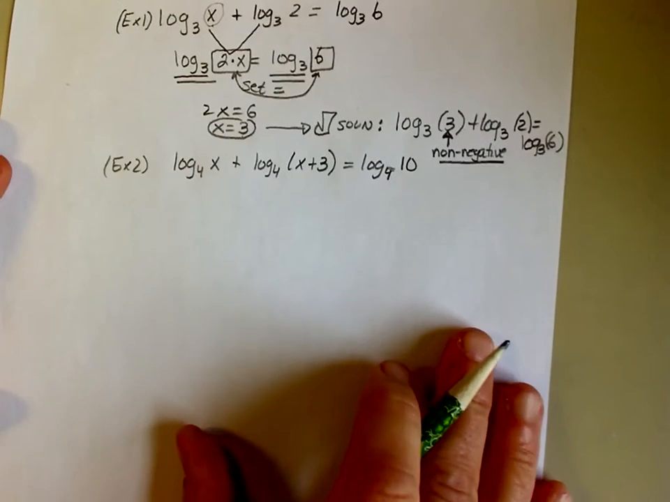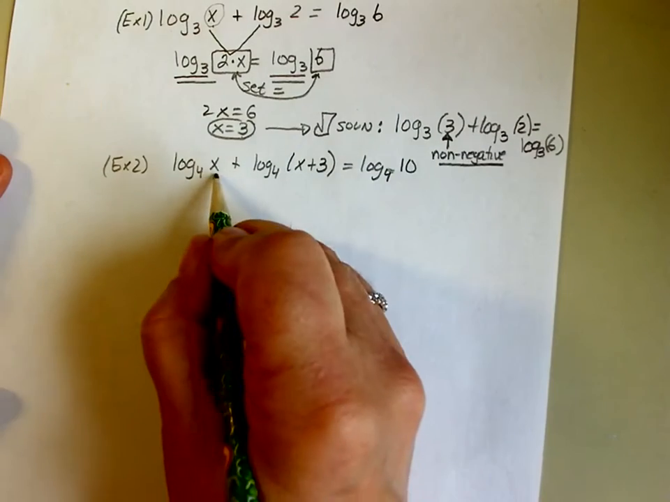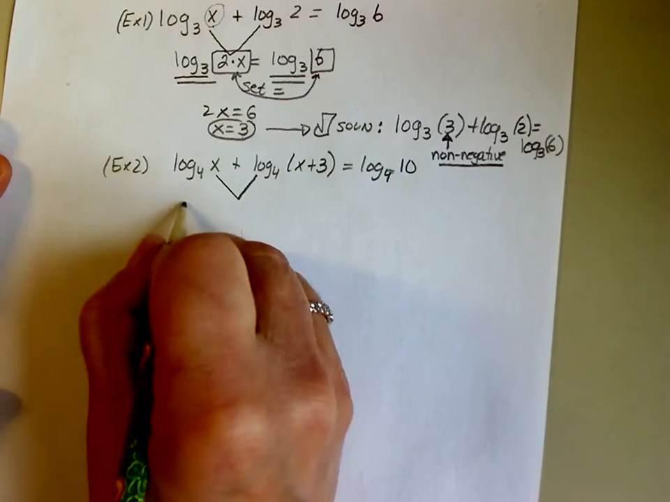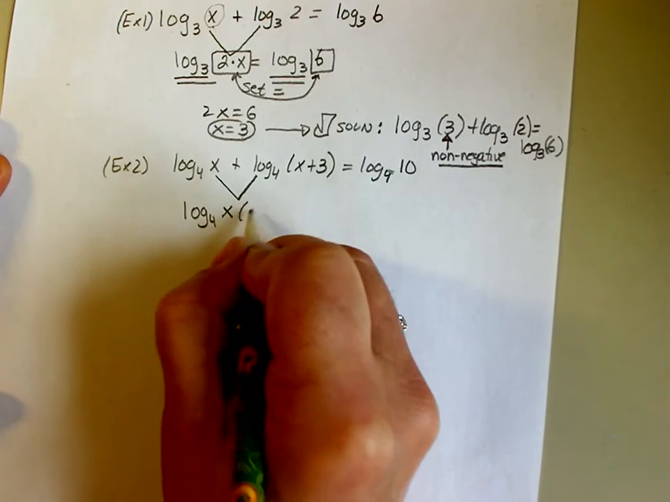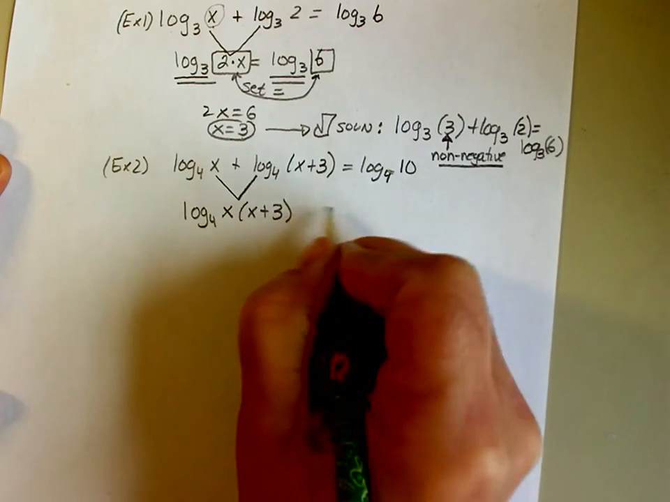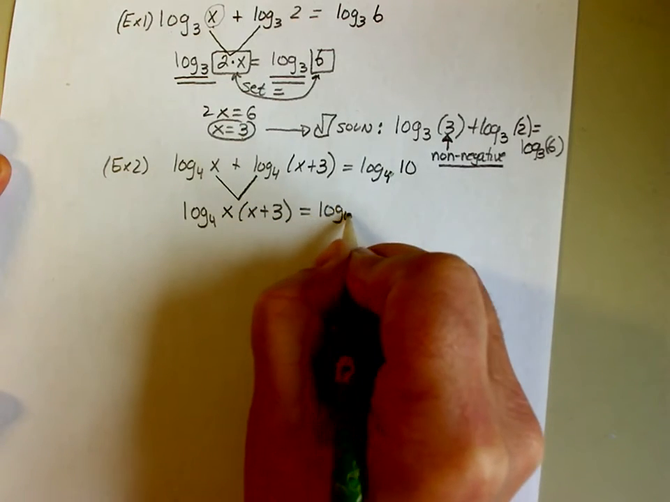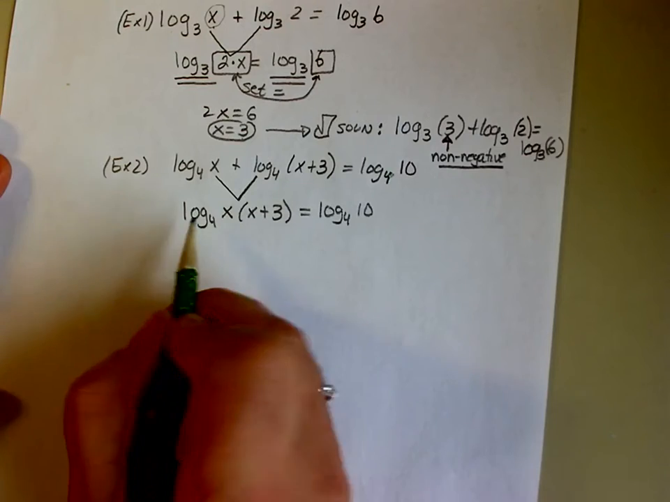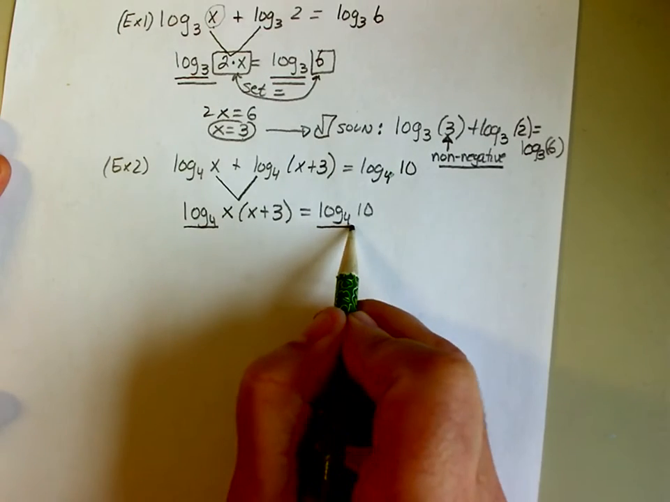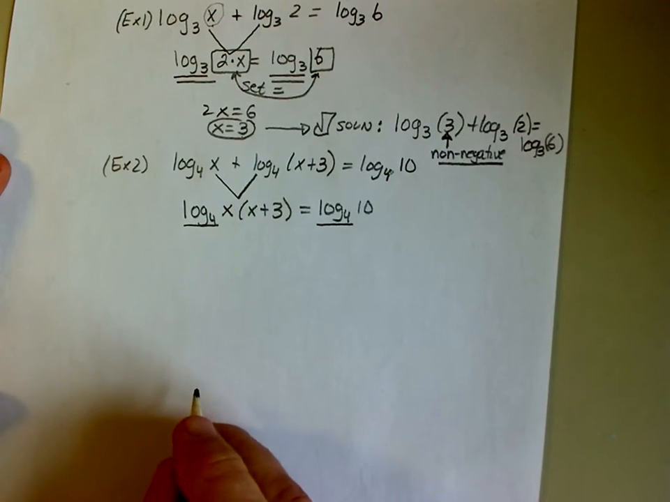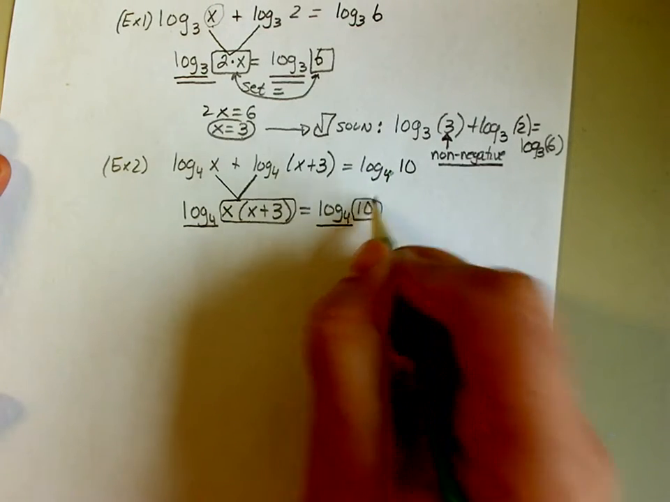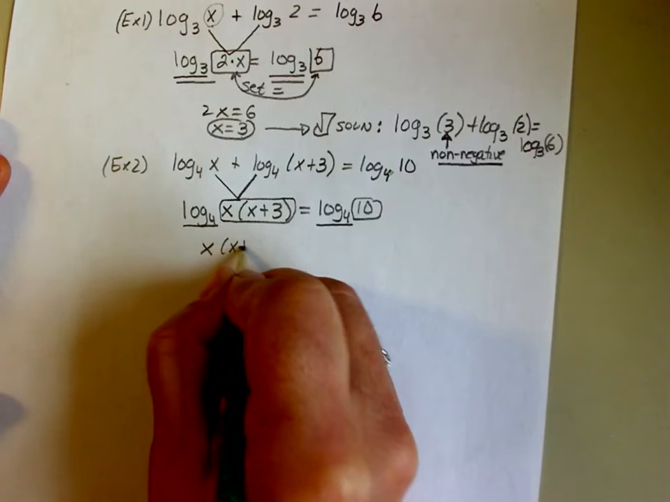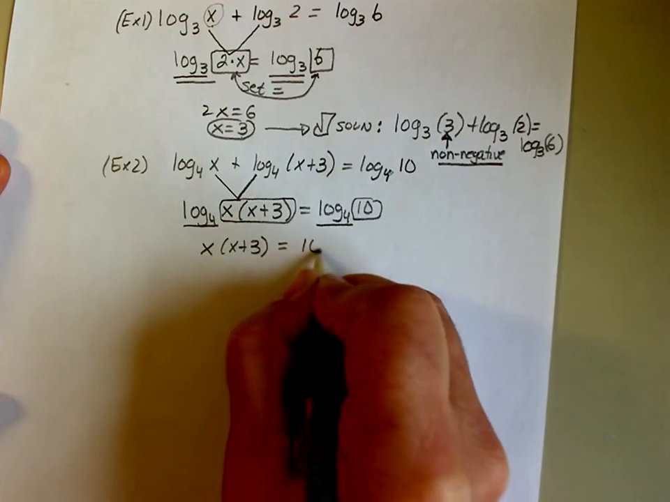Let's take a look at another example. In this particular case, using the product rule, we will get the log base 4 of x times x plus 3 is equal to the log base 4 of 10. Again, because we are equal to the same logarithm of the same base, we can set the expressions equal. So x times x plus 3 is equal to 10.